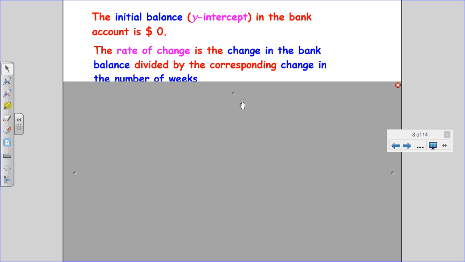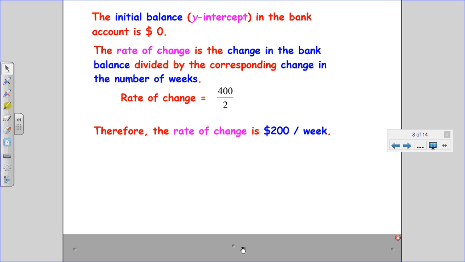The initial balance in the bank, we set to 0. This is all the same thing. The rate of change would be represented as $200 per week. Notice we have units in a rate of change. When we're thinking about applications of slope and direct variations, we need to think about units for slope because it's representing a comparison between 2 variables.